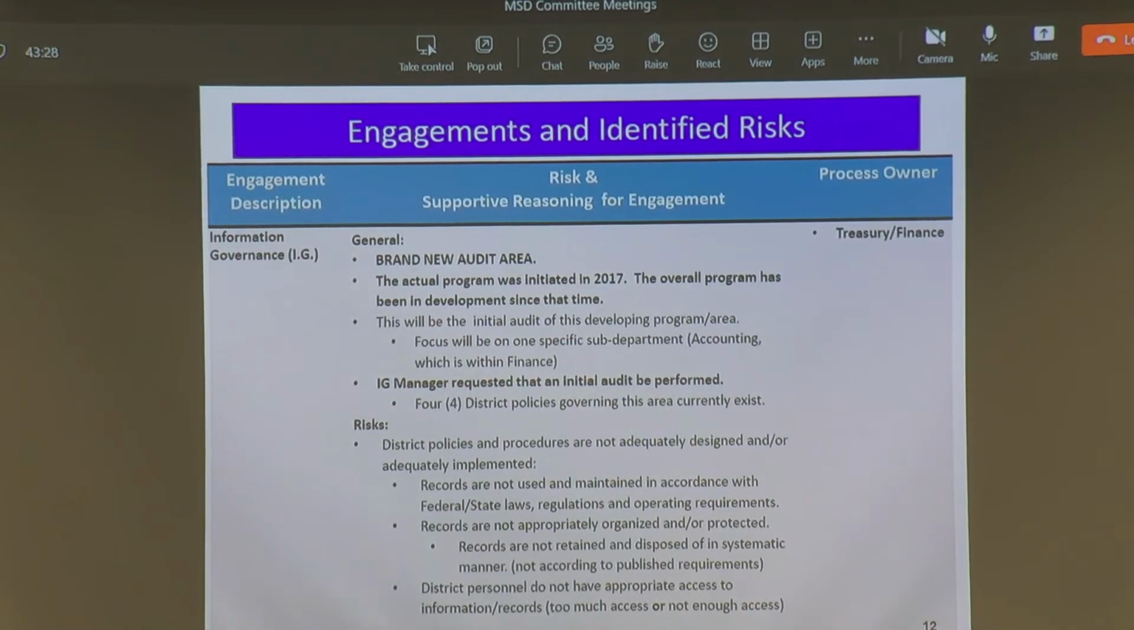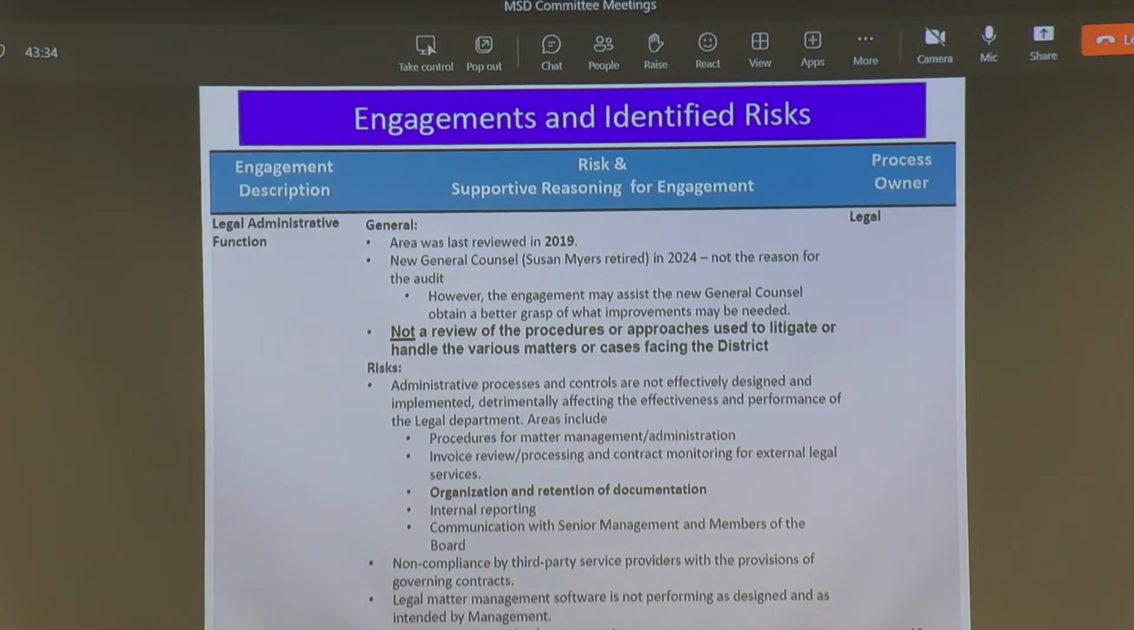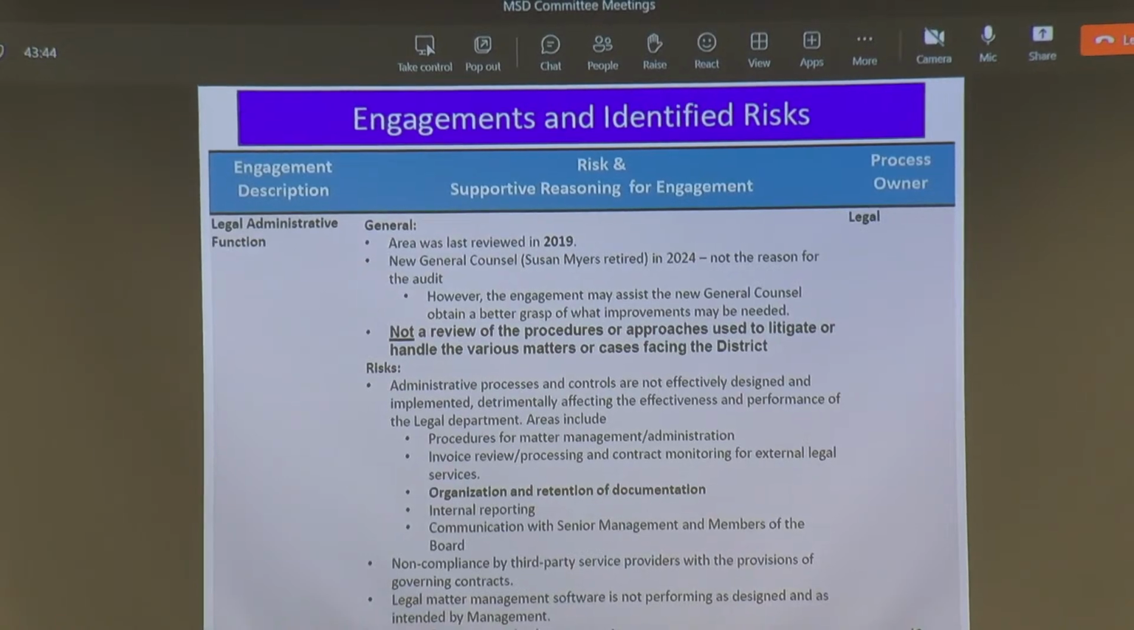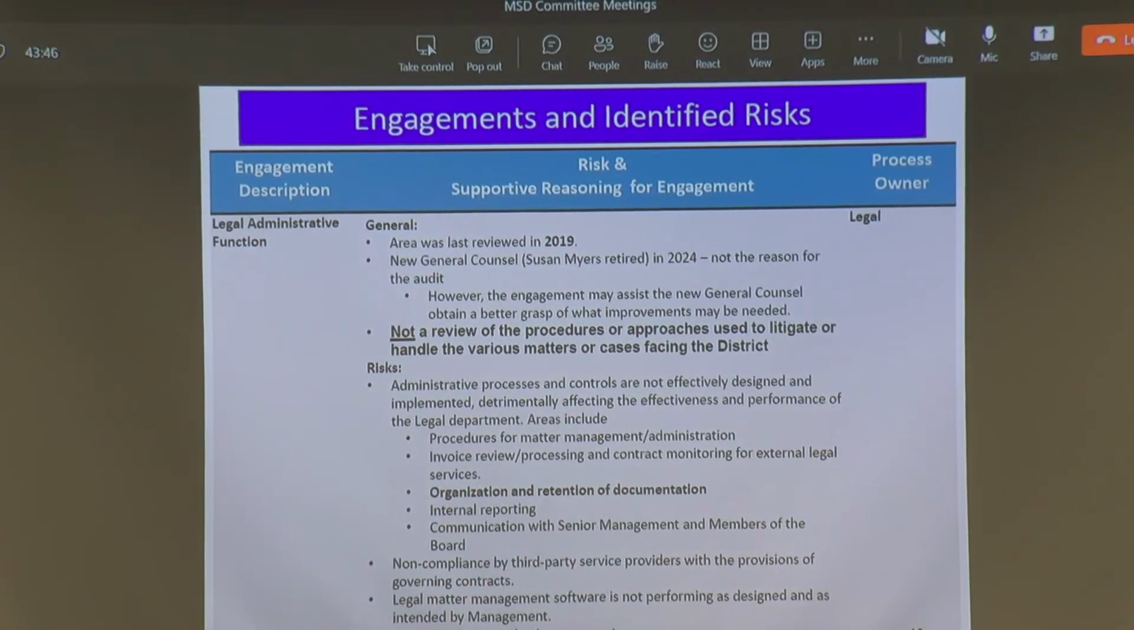Next area is the legal administration function. Last time we looked at it was 2019. As you guys know, Susan left, so we have a new general counsel, Todd Oshbacher. That's not the reason for the audit, but we were due for this audit anyway. Hopefully this engagement will help Todd get a better grasp of any improvements that may be needed.